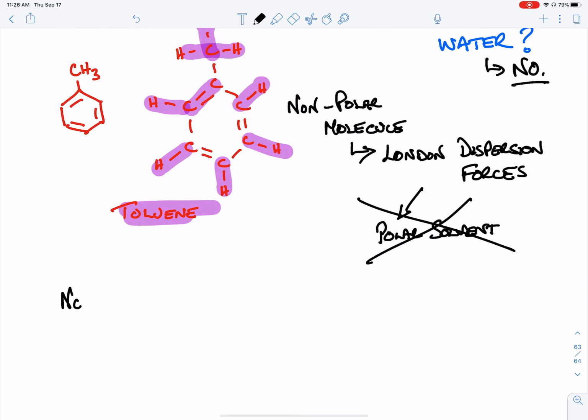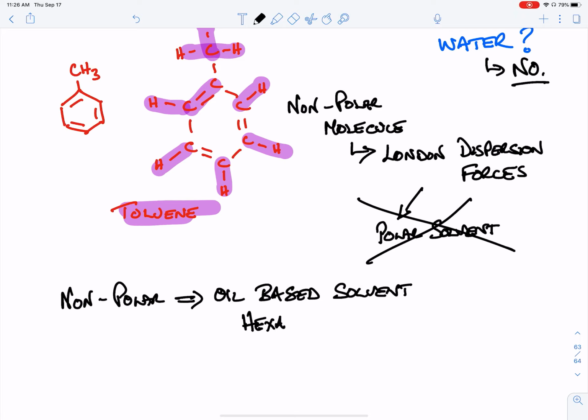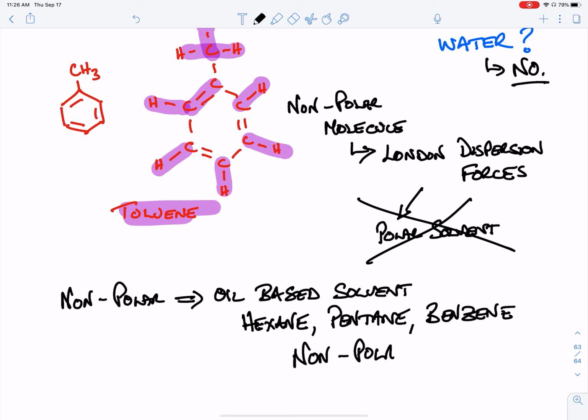And so a non-polar solvent is typically going to be some type of oil-based solvent. And there are many things such as hexane, pentane, some older ones called benzene. These are all non-polar solvents. And these are non-polar solvents which would be very good for cleaning spray paint and graffiti off walls.